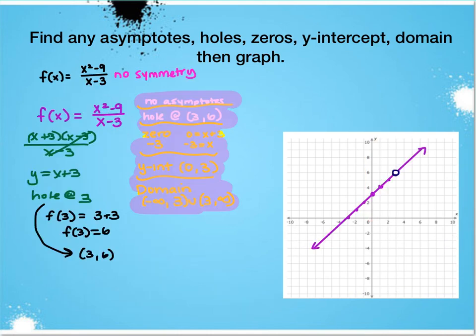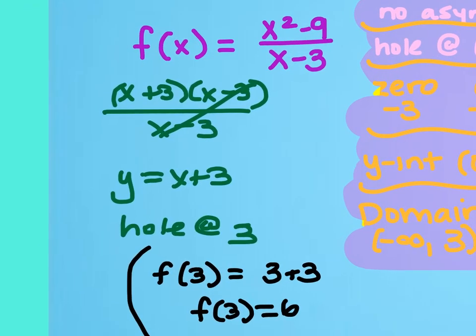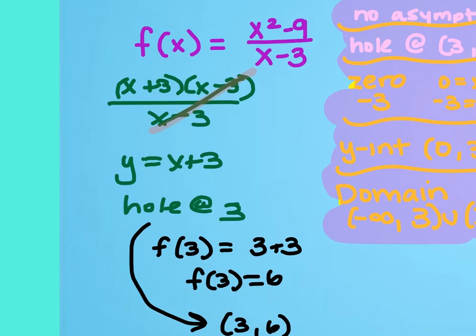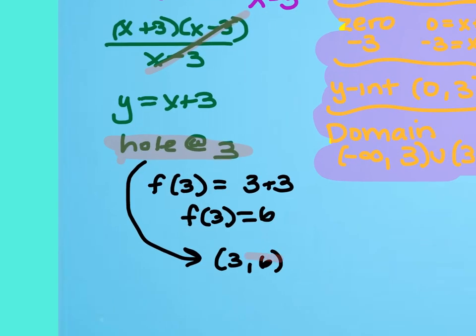The second one looks like this. So this time there's a hole. If you factor out the top, it's the difference of two squares, and you can cancel out your x minus 3s. So by canceling it out, you're creating a hole where x is 3. So there's a hole there. If you do need an exact point to get the circle, when you plug the 3 back in, you find that it would be at 3, 6. That's where the hole should be. So that's where your open circle should be.